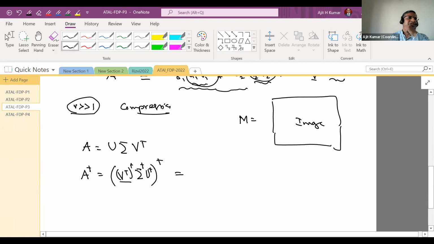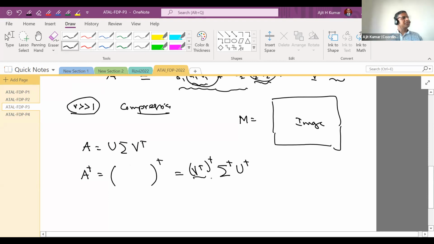What should be the generalized inverse of V transpose? Okay, I think I made a mistake. Let it be, so I should write it here. Now it should be the generalized inverse of V transpose, the generalized inverse of sigma transpose, the generalized inverse of U transpose. What should be the generalized inverse of V transpose? Any answer?